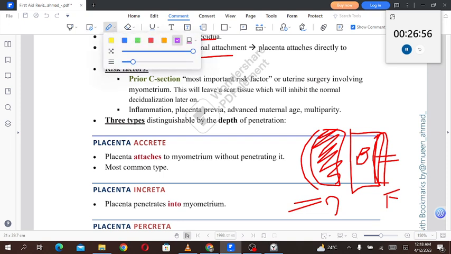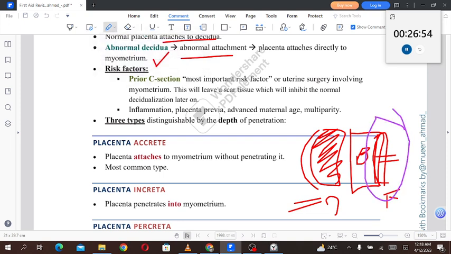So suppose we make it like that. Normally this is the extent of the placenta, right? If the placenta is inserting into the myometrium or involving the myometrium due to some reason, maybe that decidua is not functional or the decidua is not formed properly, there is some anatomic defect in that, resultantly the placenta is going to insert itself into the myometrium, and that is a very dangerous condition.